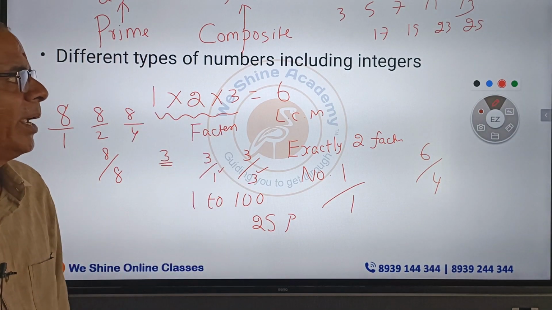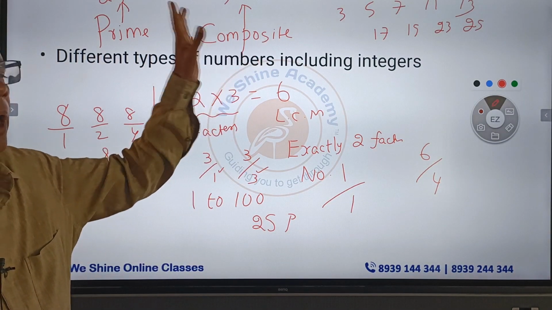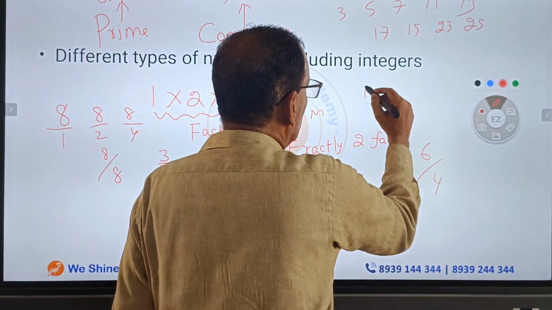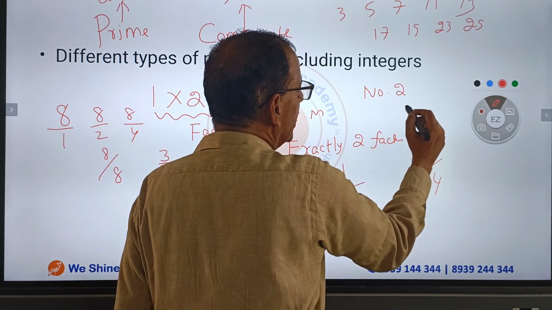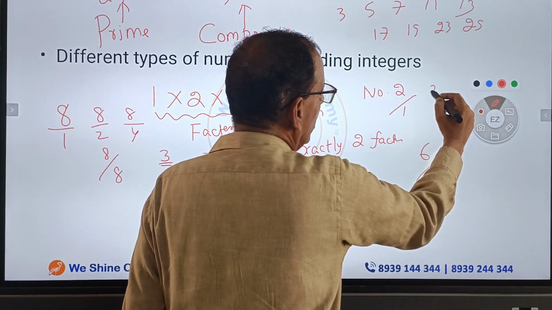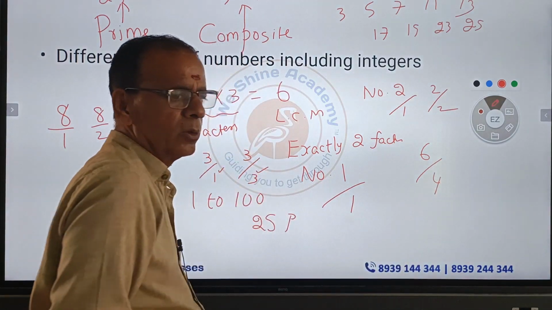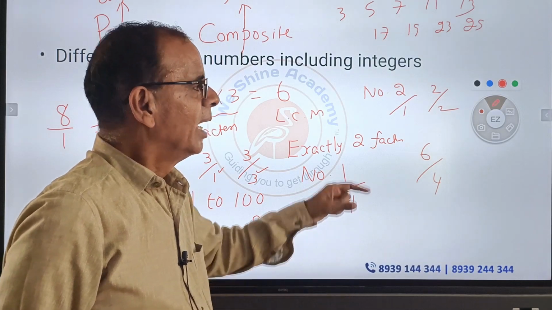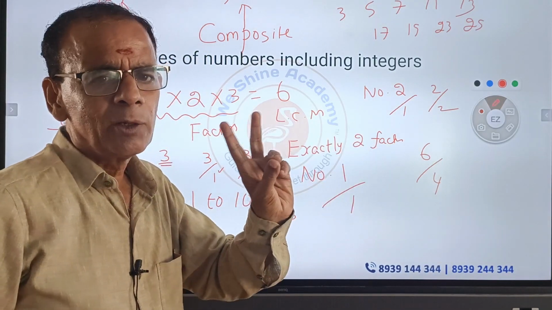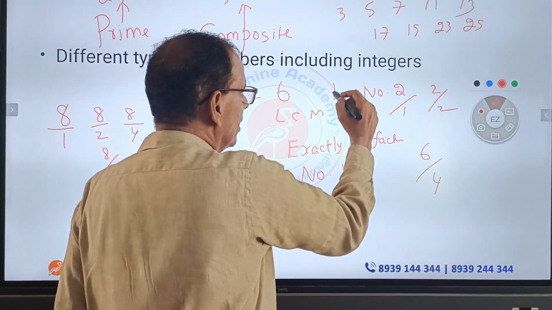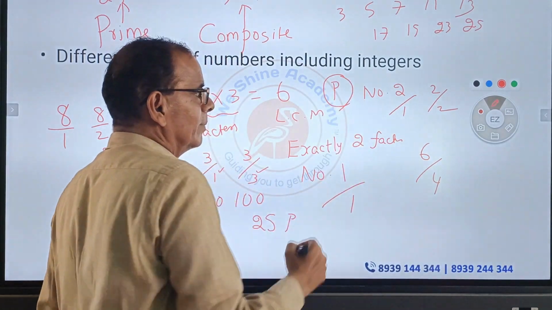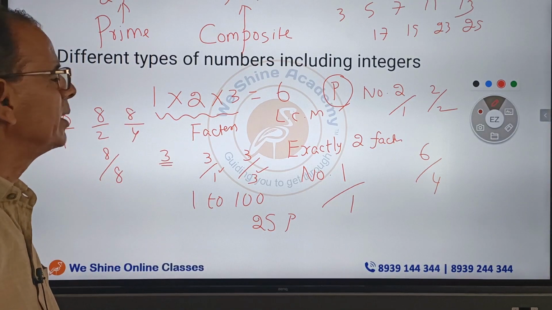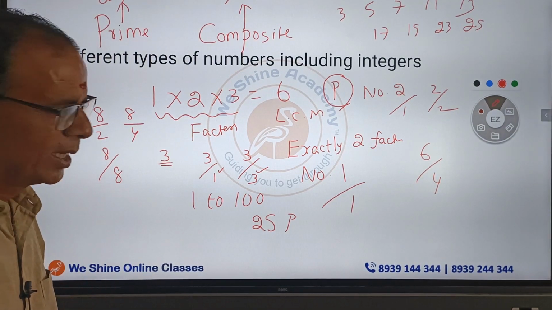எல்லா prime நம்பருமே odd நம்பரா தான் இருக்கும், except number 2. Number 2 மட்டும்தான் என்ன இருக்கும்? Number 2 can be divided by 1, number 2 can be divided by 2. Number 2 is the only even number which has exactly two factors, that is a prime number. Number 2 தவிர மீதி எல்லா prime numbers, how will it be? It will be odd numbers only.